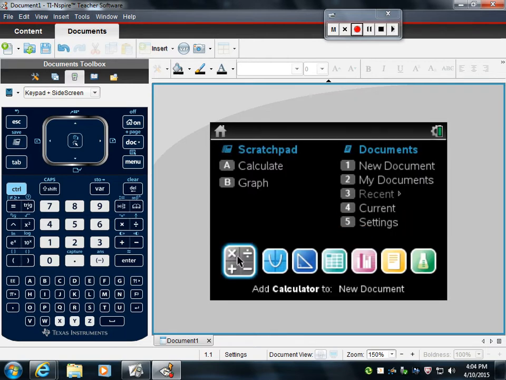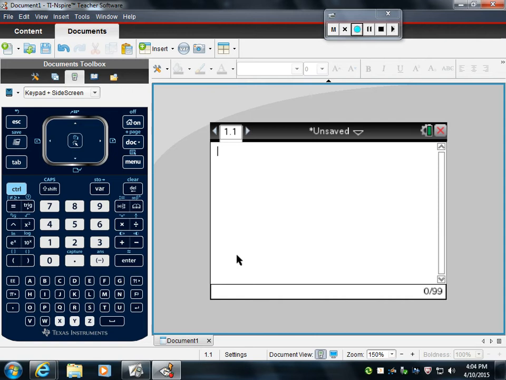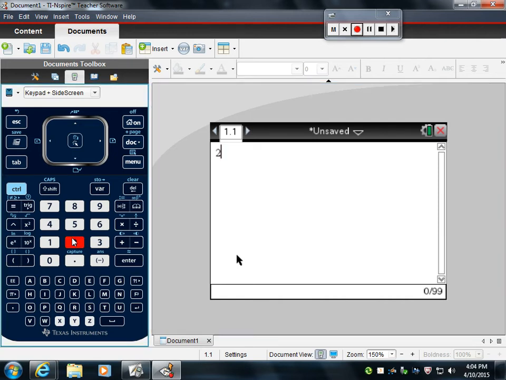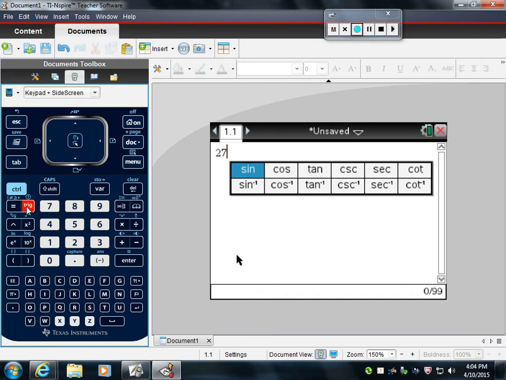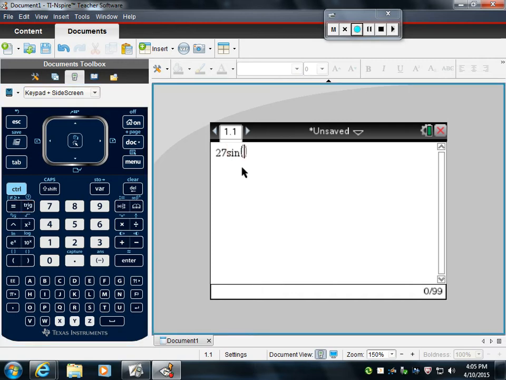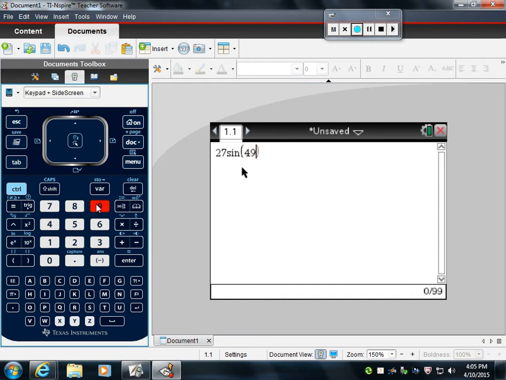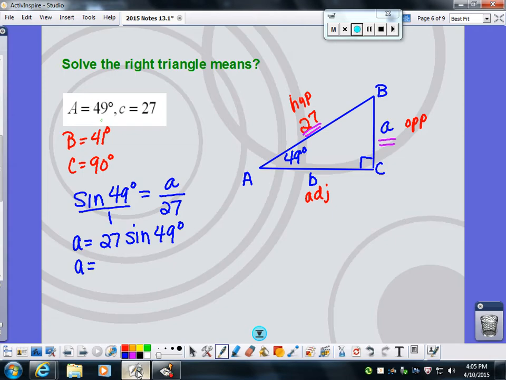All right, now we can go ahead and type this in. So we're going to type in 27. We need to find our trig. See, across from the 7 are our trig buttons. We want trig, and we want sine of 49. Close your parenthesis and hit enter. Typically you round to the nearest tenth. Just follow the directions on rounding. So that's going to be 20.4. So the measure of side A is 20.4.